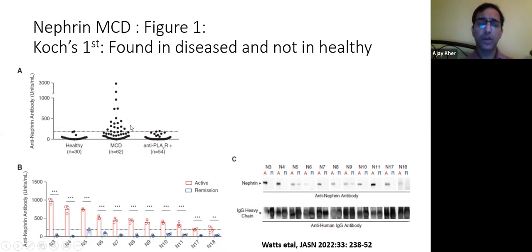nephrin antibodies. And then they looked at people with PLA2R-positive membranous, and they looked for anti-nephrin antibodies there, and the nephrin antibodies were negative.